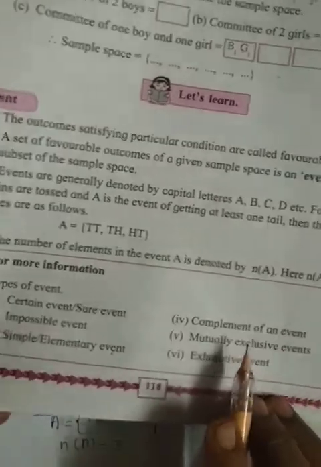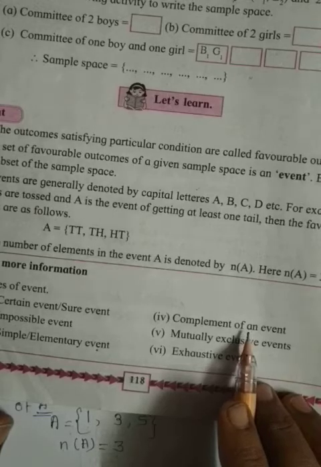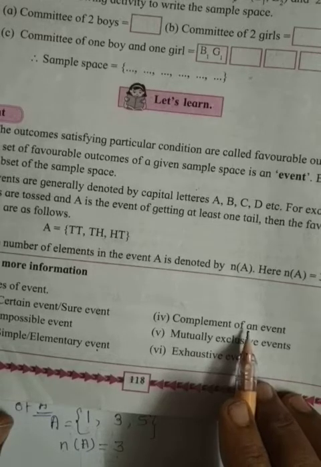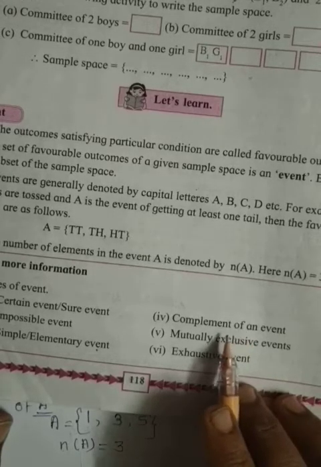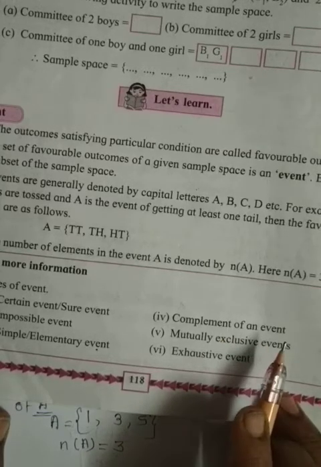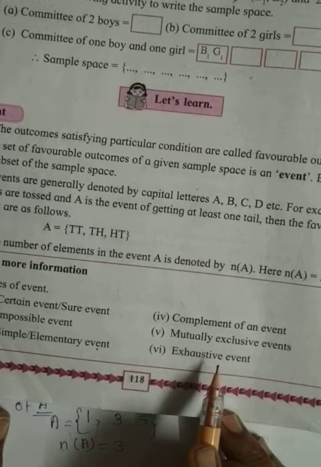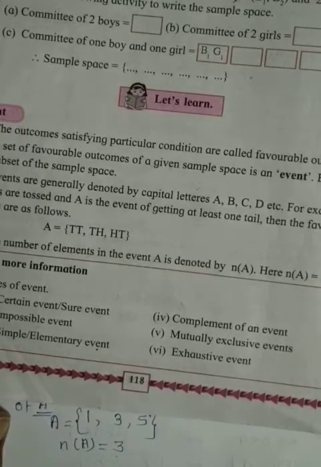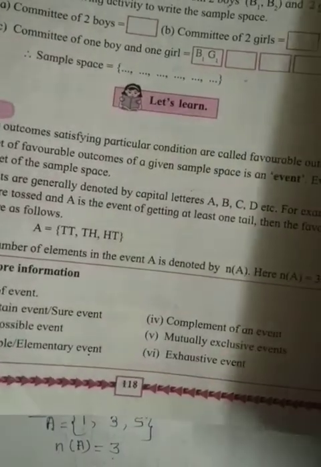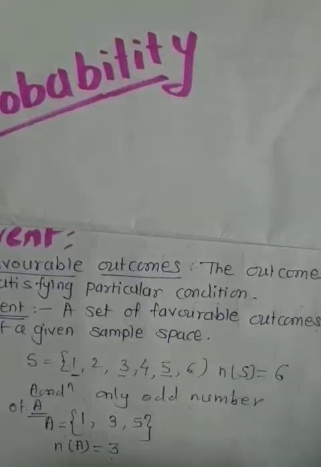Next one, complement of an event. When we choose an event, then the remaining sample points, when we take as another event, that is called the complement of an event. Mutually exclusive and exhaustive events, but they are only for information, means in the exam they will not ask, and that's why it is not necessary to study deeply.